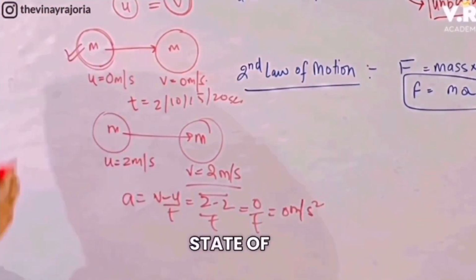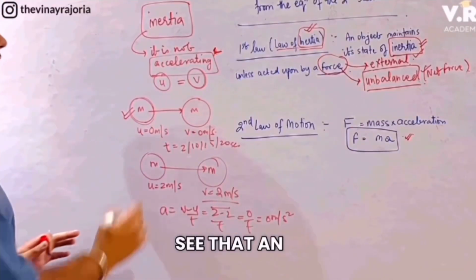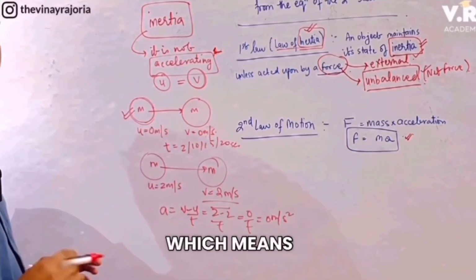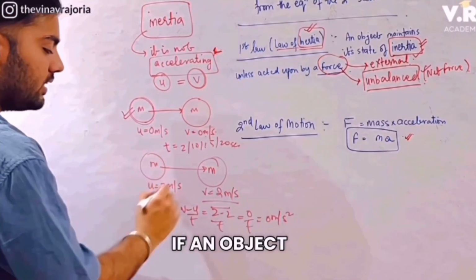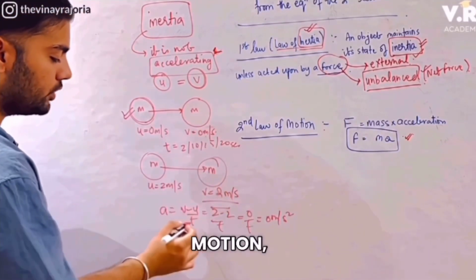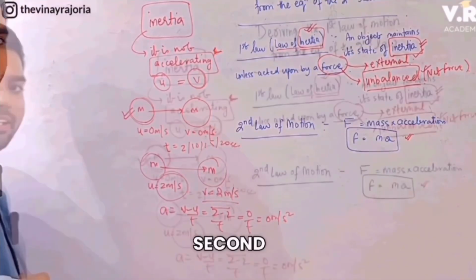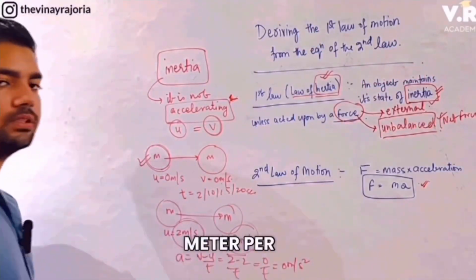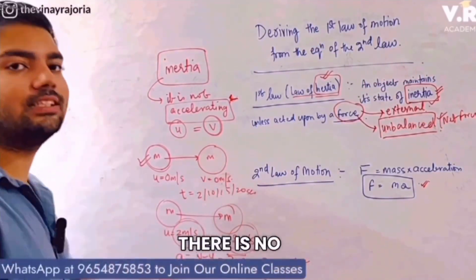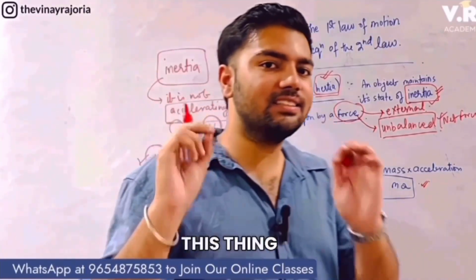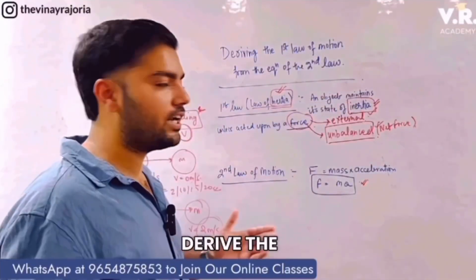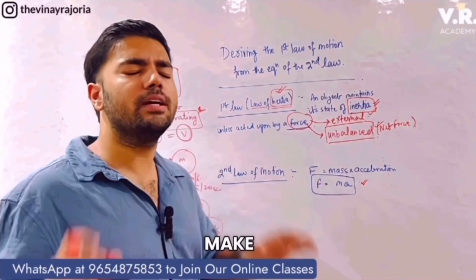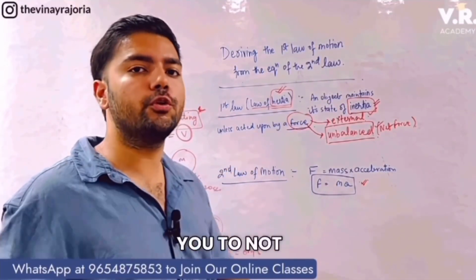So in the state of inertia, from both these examples, we see that an object at rest continues to stay at rest, which means its initial and final velocity are both 0. Similarly, if an object is in motion, it will continue to stay in motion: if it is moving at 2 meter per second initially, it will continue to move at 2 meter per second finally, and even in this case there is no acceleration. If you get this in your head, then the second part, which is the main part of the question, whether we can derive the first law of motion from the second law, will make absolute sense. It will be a cakewalk for you.